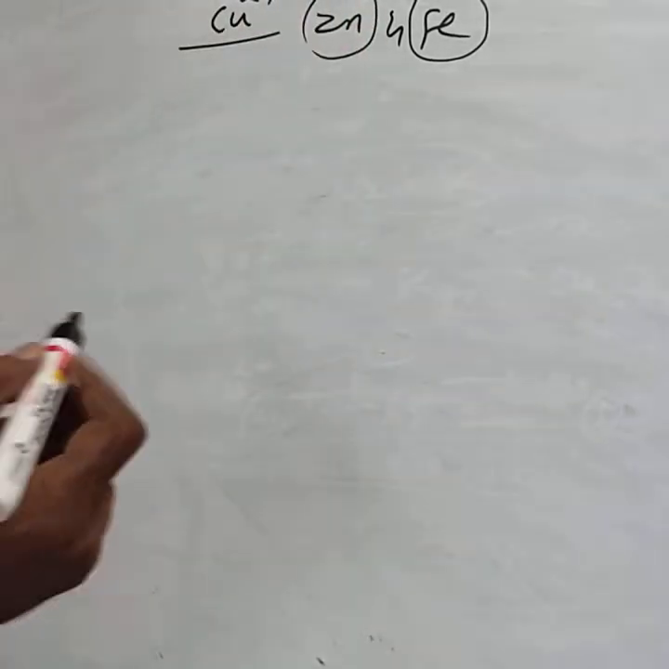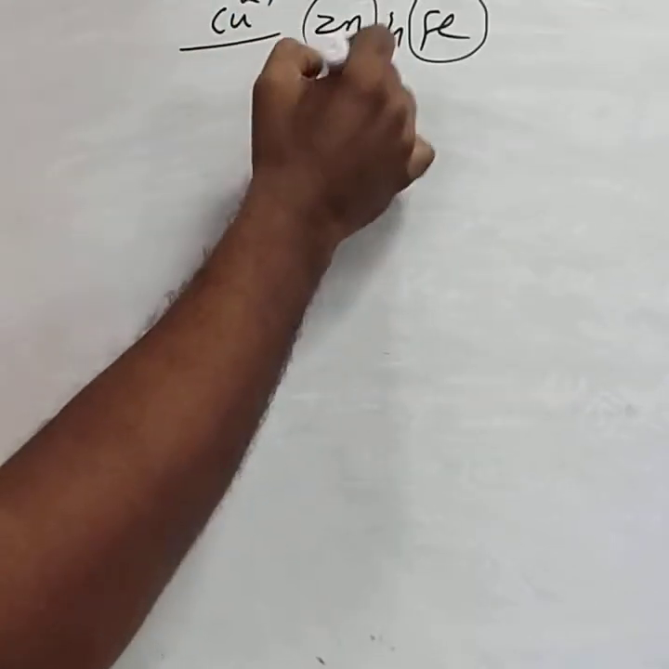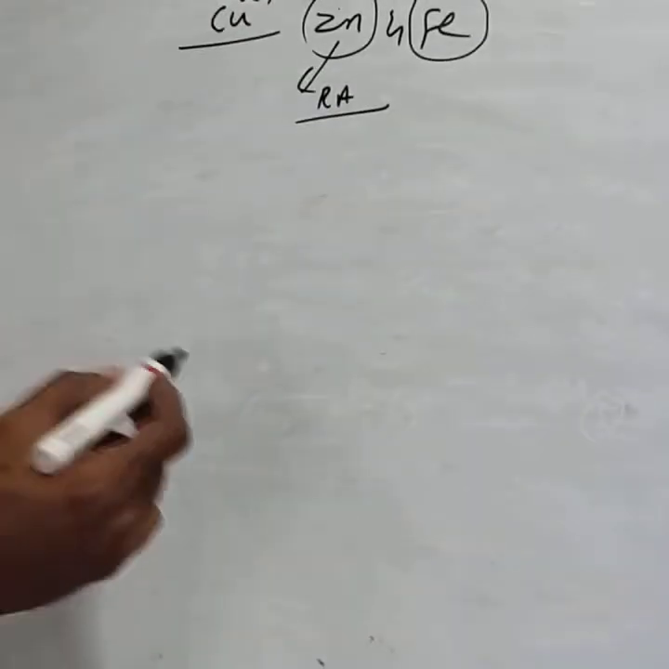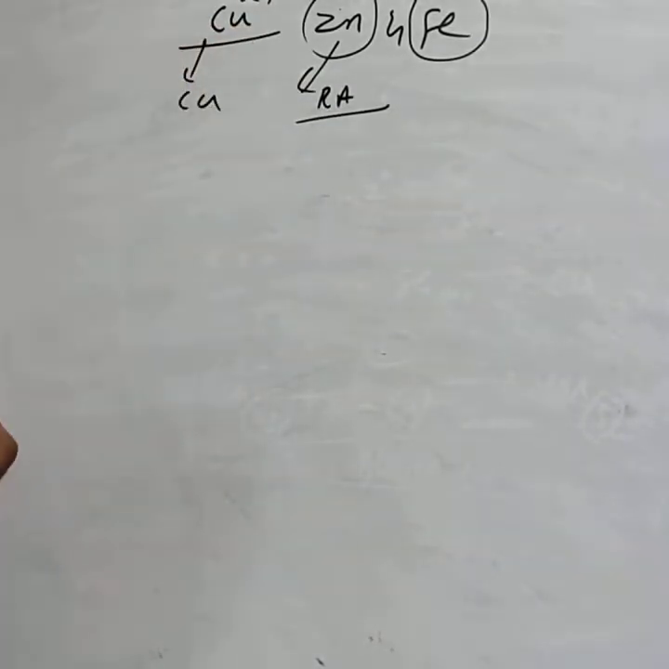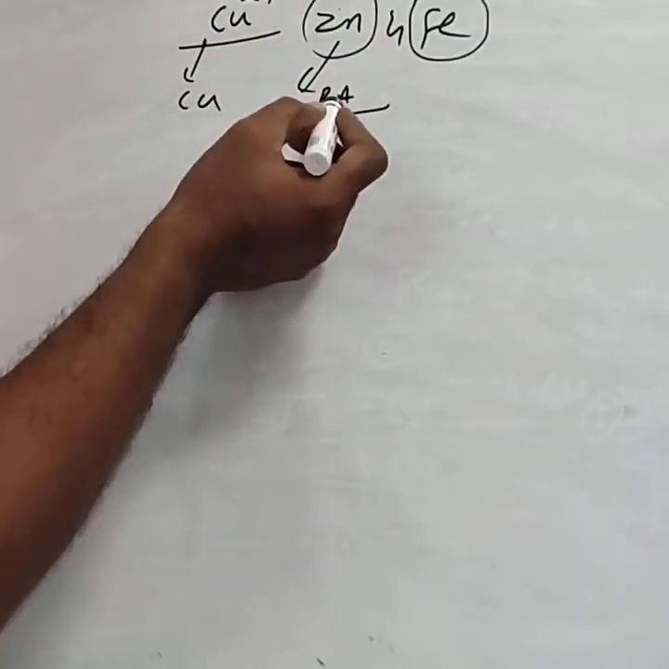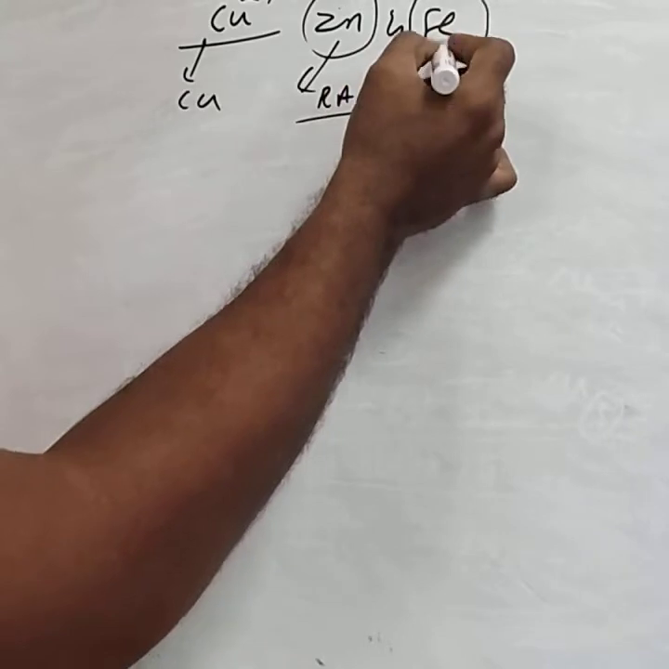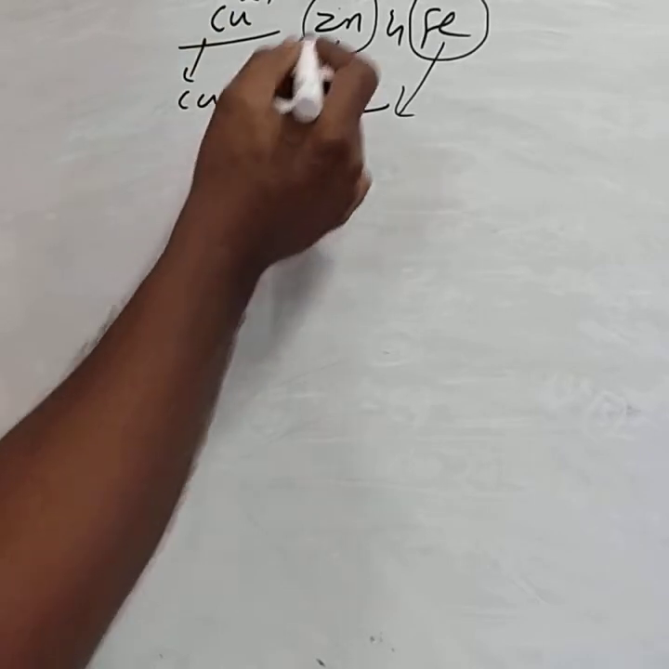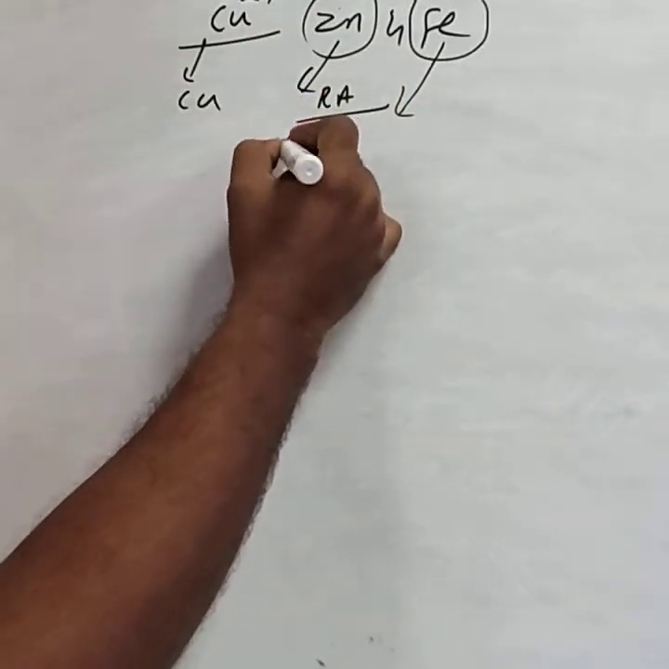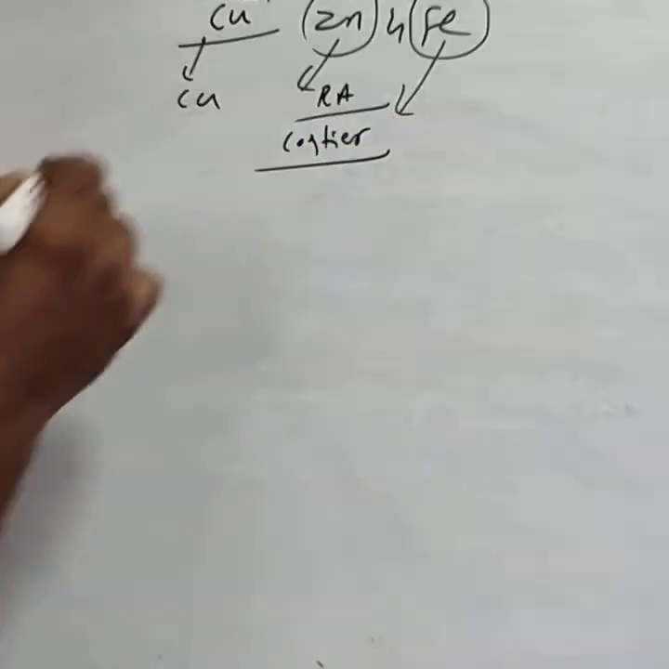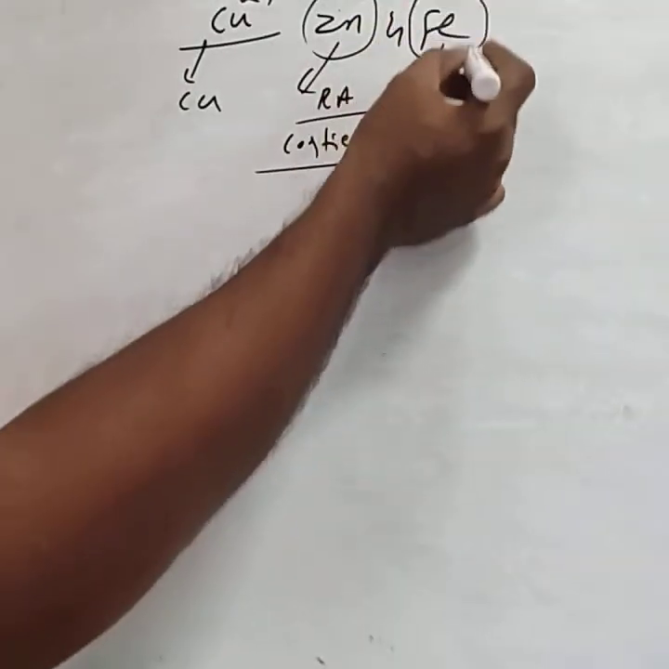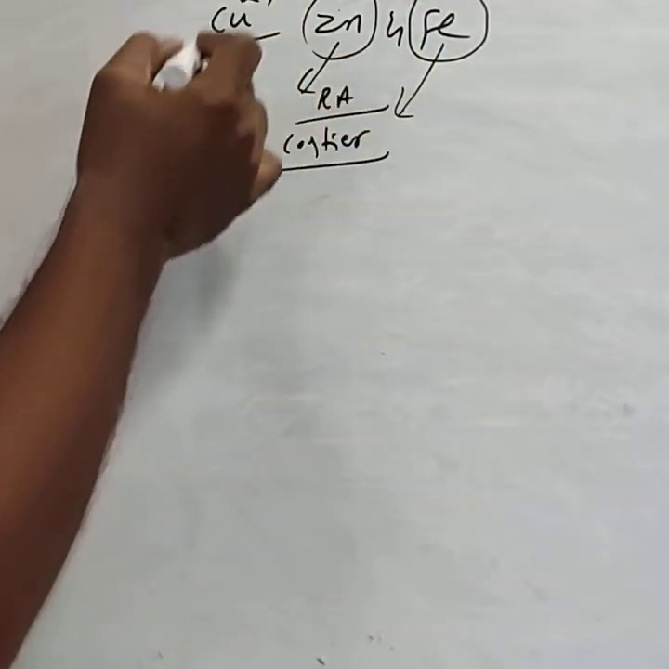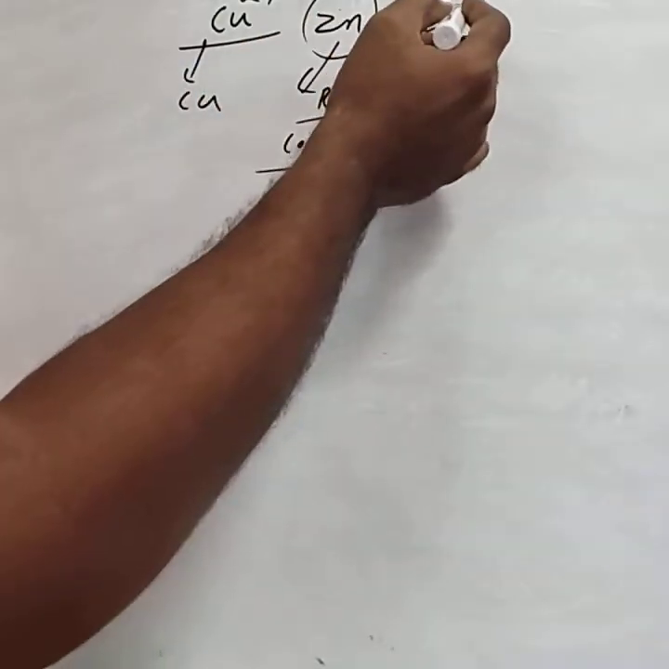The main reason is, generally out of zinc and iron, zinc is a better reducing agent to reduce Cu2+ into Cu. Even though zinc is a better reducing agent than iron, iron is advisable. The main reason is zinc is costlier. Zinc is a costlier metal compared to iron. Hence, zinc is not advisable to reduce Cu2+ to Cu. We use only iron.